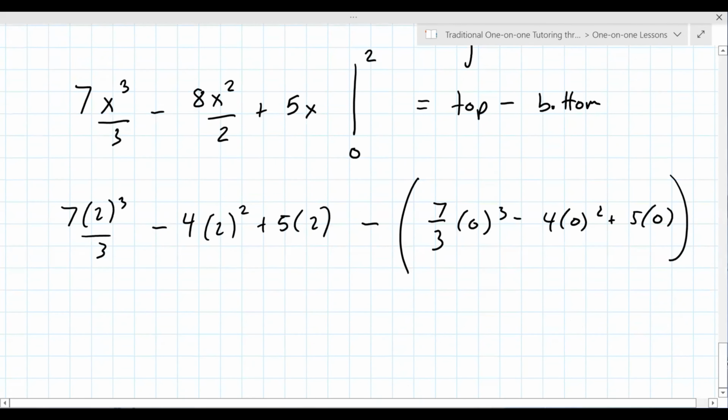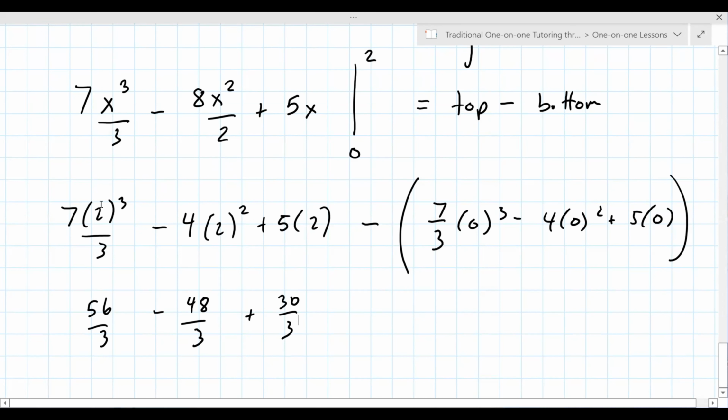But on the left here, you get non-zero. So you've got to be comfortable manipulating this. So 2 cubed is 8. So you get 56 over 3. And then 4 times 4 is 16. But because it's over 3, we'll go 48 over 3. And then 10 is really 30 over 3. Wait, is it over 3? Because you already simplified the 8x. But I'm doing the first one.